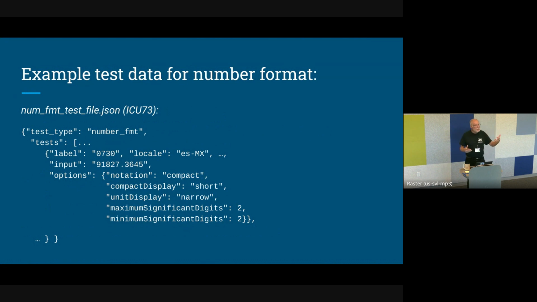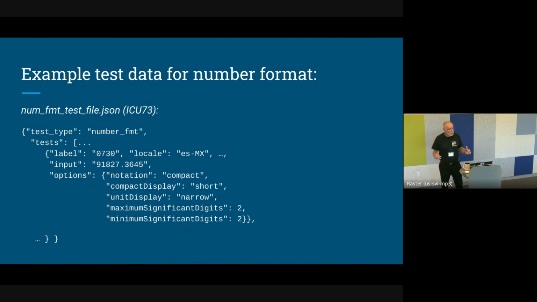The original test has very compact specifications that say do all these combinations of parameters with all of these combinations of locales, and it turns out that it expands to about 7,000 different tests. So in a JSON file, and this one is for number format, and notice I have the word test in there, it has a test type explicitly, and then it has an array of tests. And each test has a label, which is a unique number within that test that allows us to match it up with the expected results.